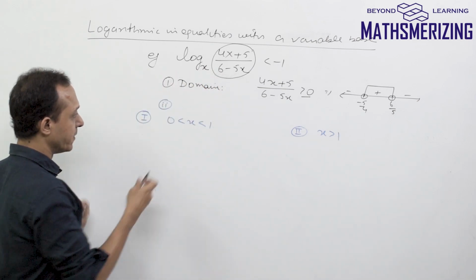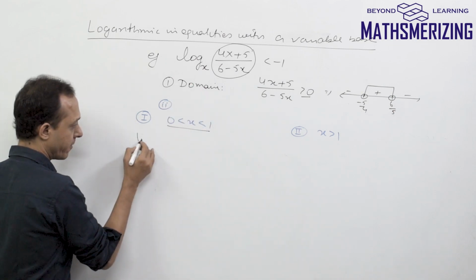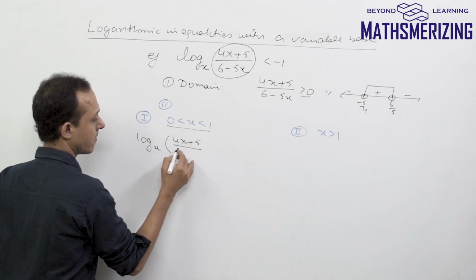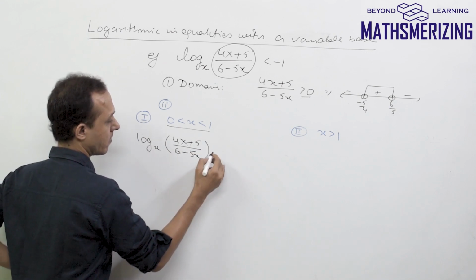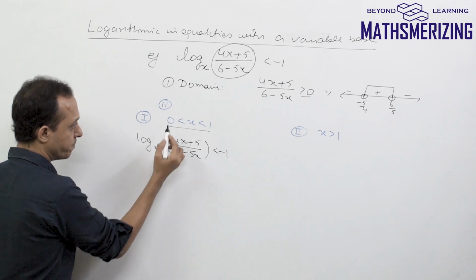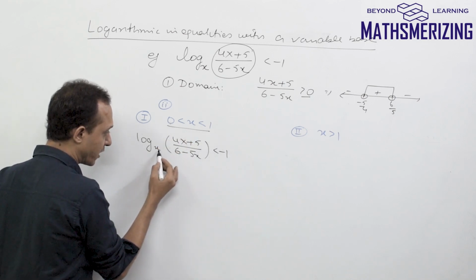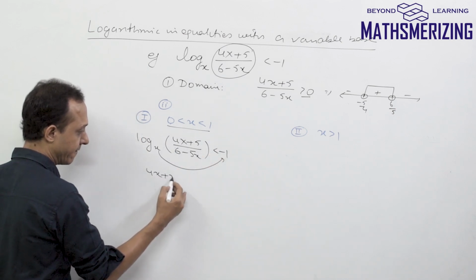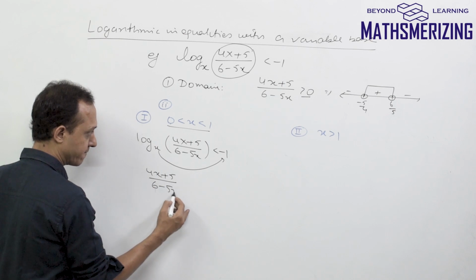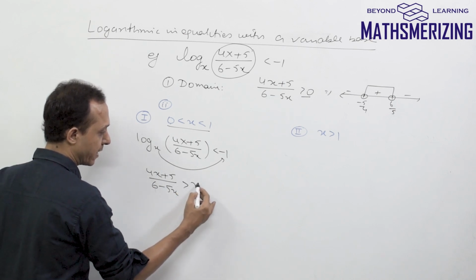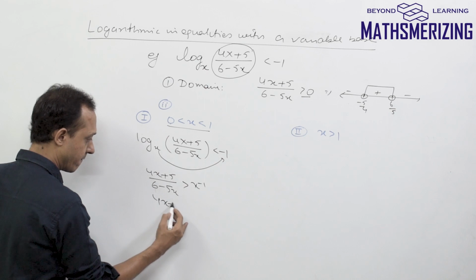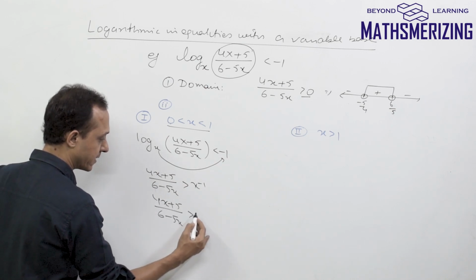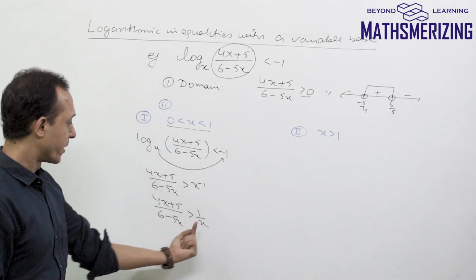Now when base lies between 0 and 1, I'll write the question as log. Now because base lies between 0 and 1, log is a decreasing function. So if I take anti-log, sign will reverse. So I'll write this as 4x plus 5, 6 minus 5x is greater than x to the power minus 1. So which is 4x plus 5, 6 minus 5x is greater than 1 upon x. So I'll take this 1 upon x on the left hand side.